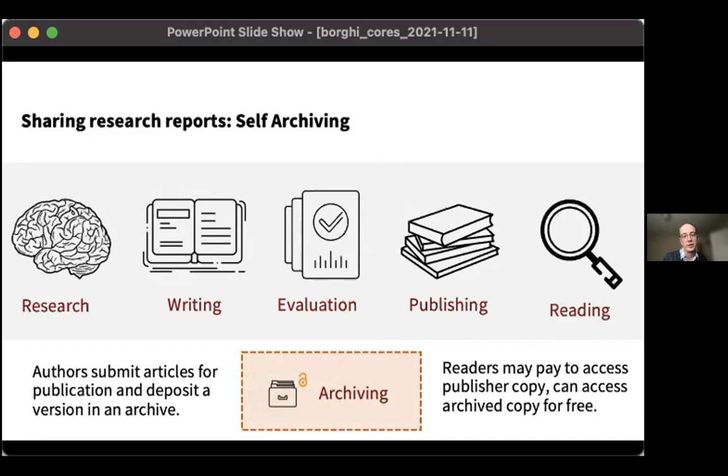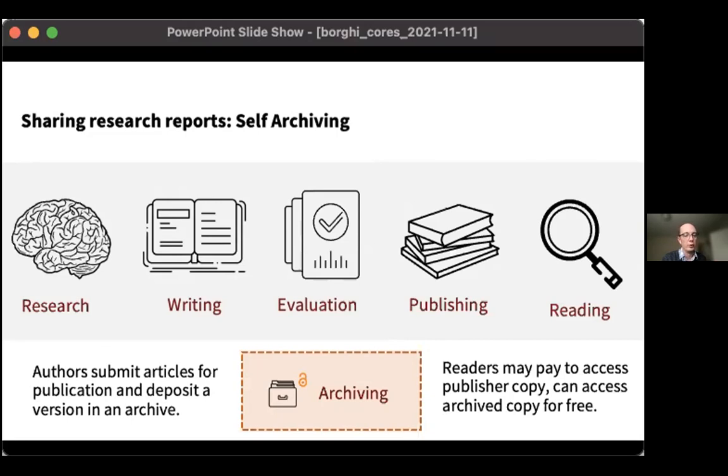There is also a version called self-archiving, where authors submit articles for publication and deposit a version in an archive. Then the reader may pay to access the publisher copy, or they may be able to access the archived copy free of charge. Stanford recently passed an open access policy, and it is based on this model. So when it's up and running, authors will be submitting and self-archiving so that others can access the self-archived copy.